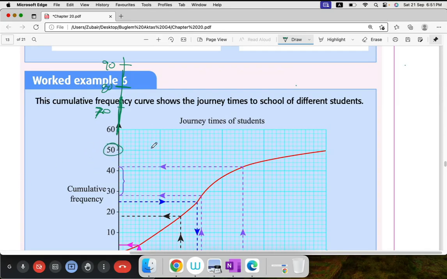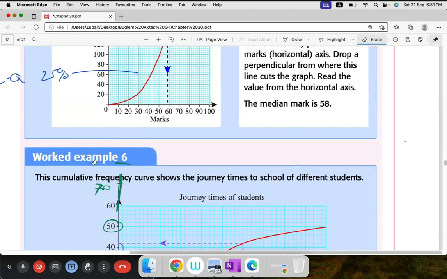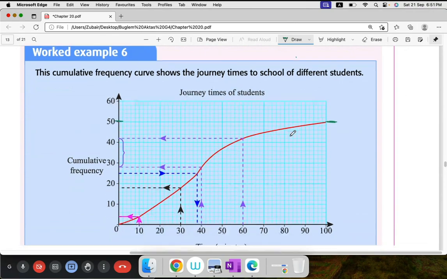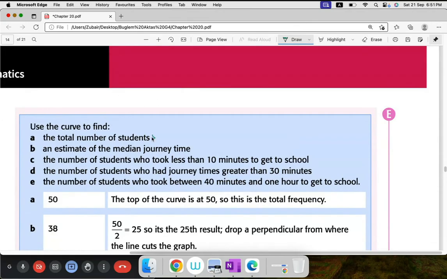Yes. So whenever you get a graph like this, the total number is against the value where this graph ends. So there are a total of 50 students who were surveyed. Number of total students: 50.